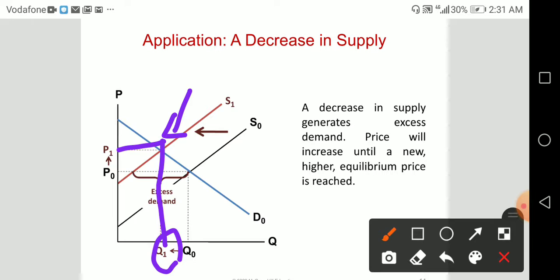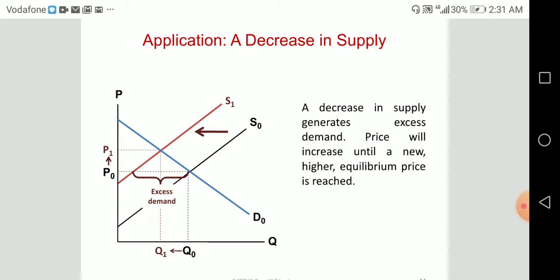what happened to the quantity here? It here decreased. The decrease in the supply generates here excess in demand. When I decrease the supply, the demand will excess. Price will increase until a new higher equilibrium price is reached.